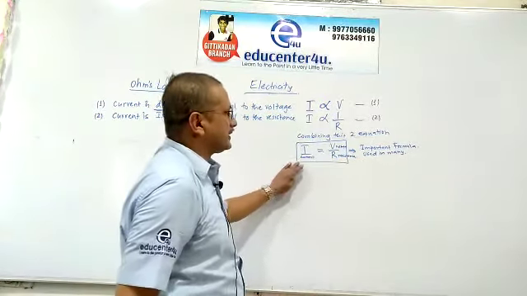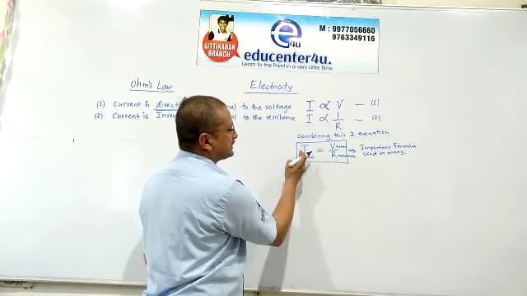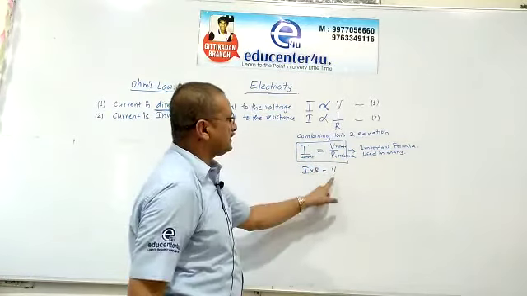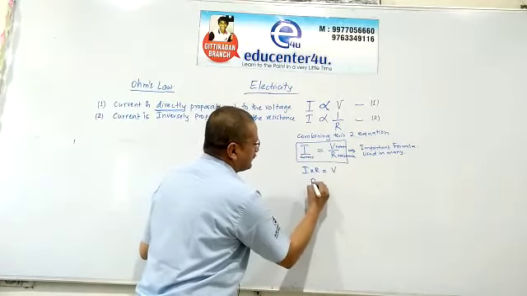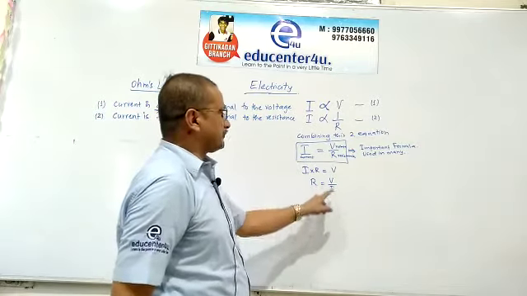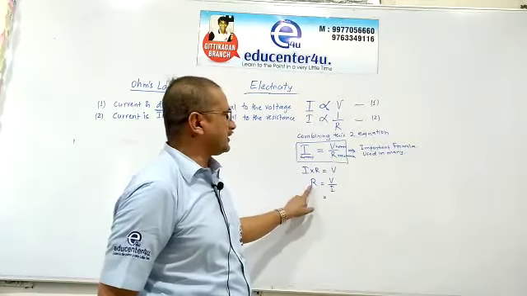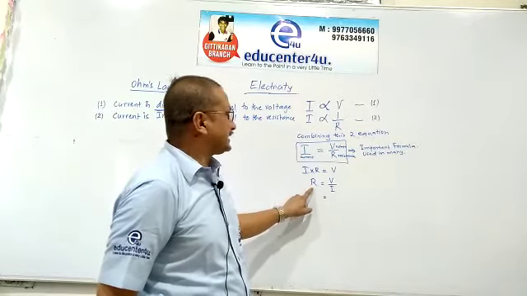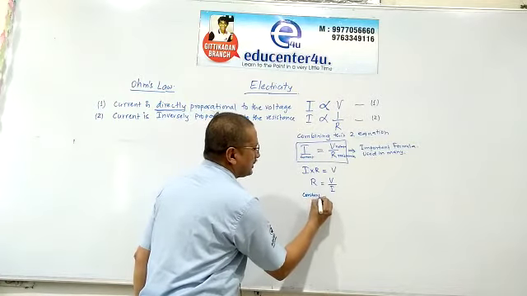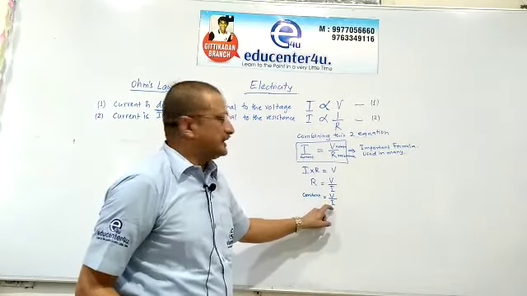In other words, if you are transposing R from this side to this side, what will be the relationship? So V is equal to I into R. R is equal to V by I. So if there is a voltage and current in any circuit, you will always find a constant, and that constant is known as resistance. You will always find a constant value when V by I is calculated in any circuit.